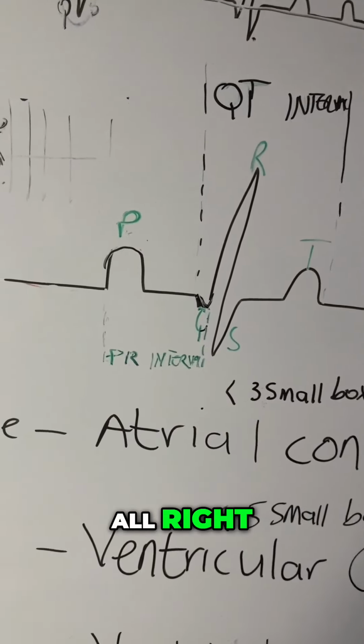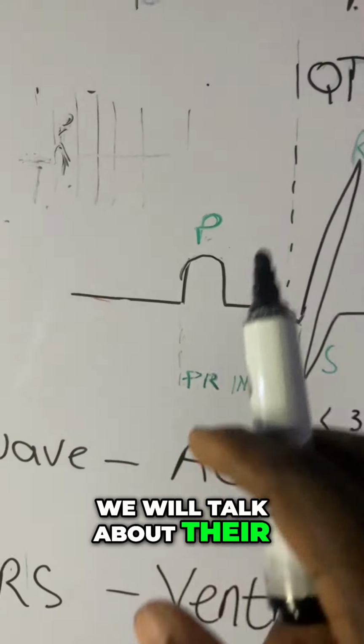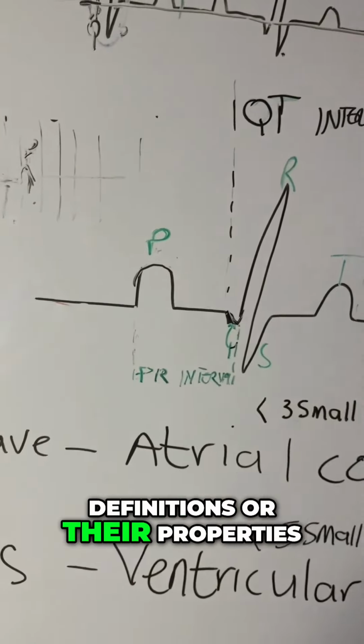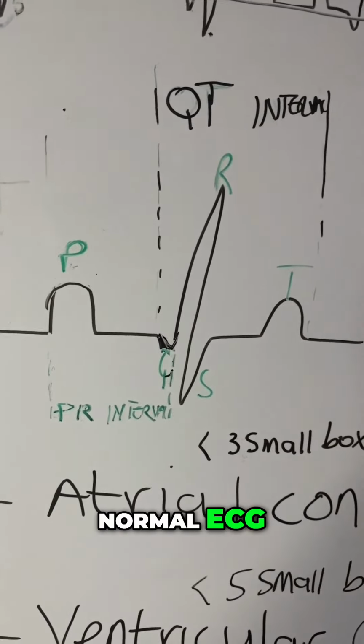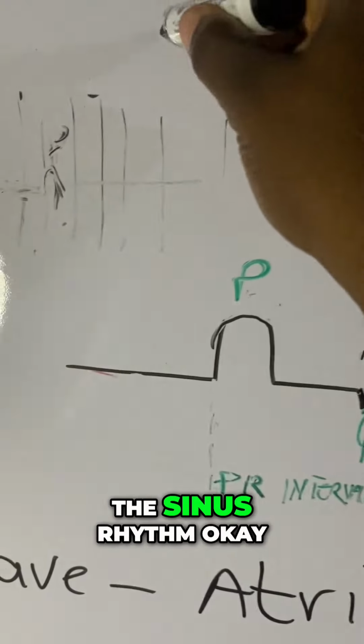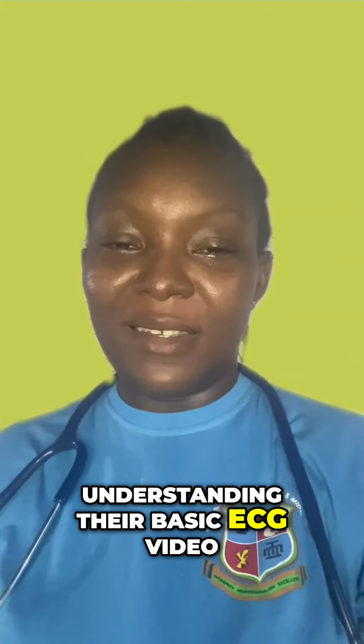All right, now we will talk about their definitions or their properties, the properties of a normal ECG, or what we call the sinus rhythm. Okay, so that brings us to the end of understanding our basic ECG video.